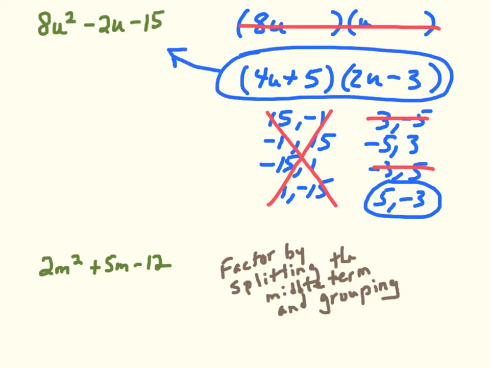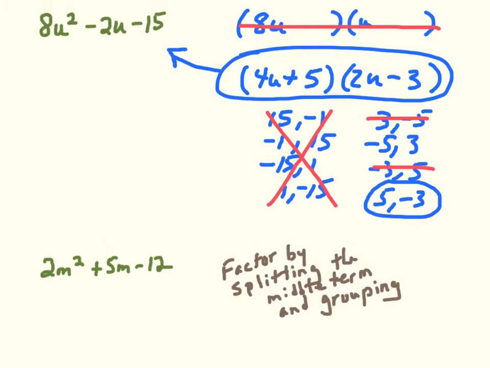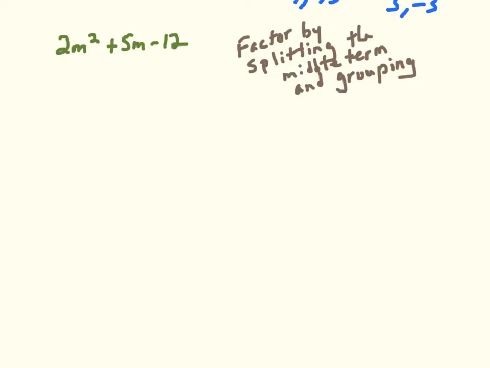Now there are a couple of techniques I can show you that are shortcuts. I really recommend that you use inspection on easier ones, because that'll help you get used to the thinking part of FOIL. But let me show you this technique. This method is called factor by splitting the middle term.